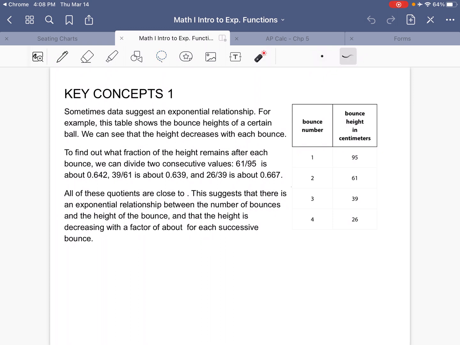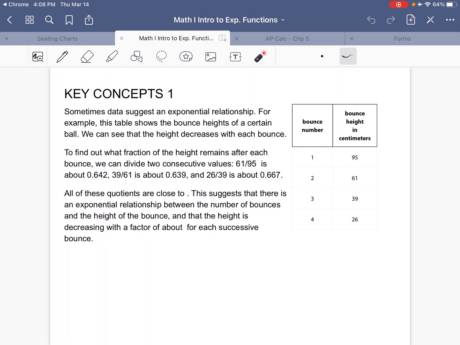So to find the fraction that's left, also known as the decay factor, you're going to take each of these numbers and divide by the previous one. So 61 over 95, that's about 0.642. 39 divided by 61, it's going to be about 0.639, and then 26 divided by 39 is 0.667. So looking at this, all these quotients are close to, my number's missing, I think 2/3 is what it meant. They're all pretty close to 2/3.